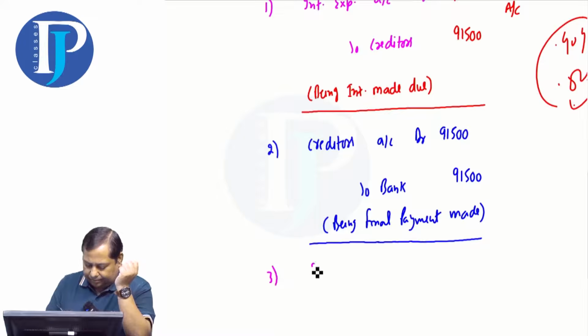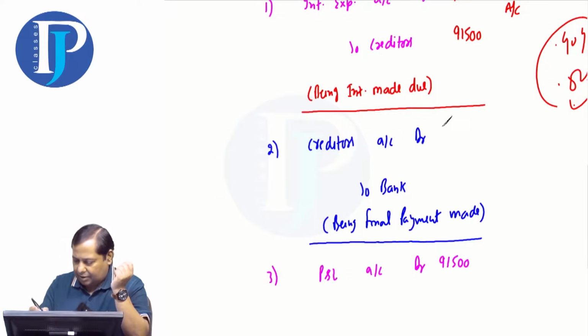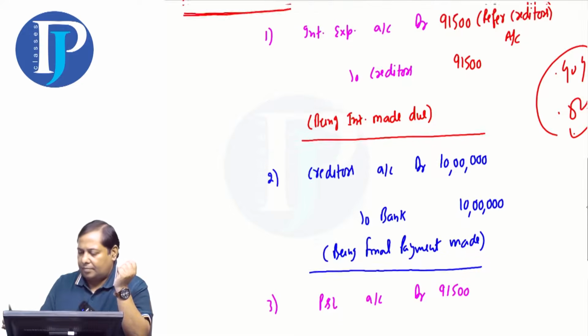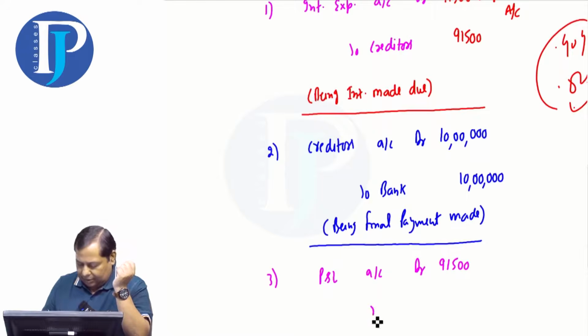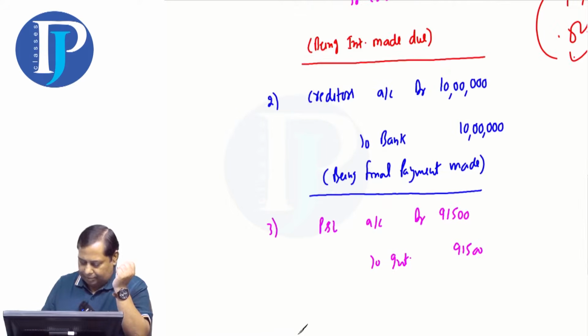I will write third entry. Interest, profit and loss account debit. What is happening here and why are these mistakes happening? This payment is 10 lakh rupees, and the interest will go in P&L. Being.